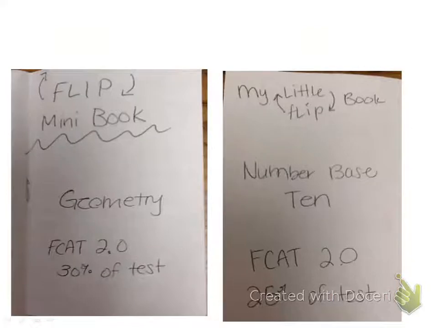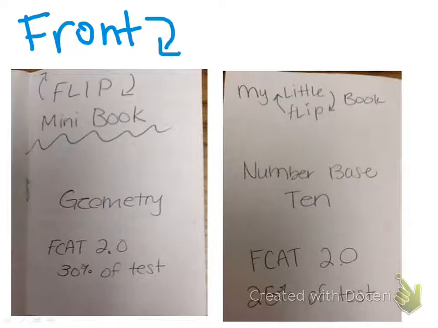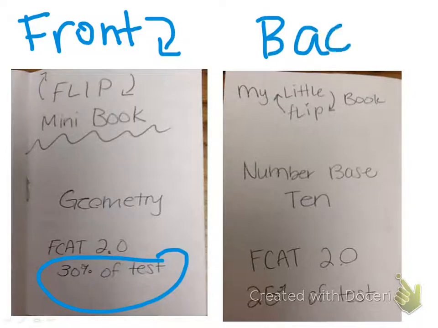So on the front of your mini flipbook, I would like you to write geometry, which is 30% of your test. And then on the back of your book, this is going to be half and half. So on the back of your book, flip it over and write number base 10, which is 25% of your FCAT.